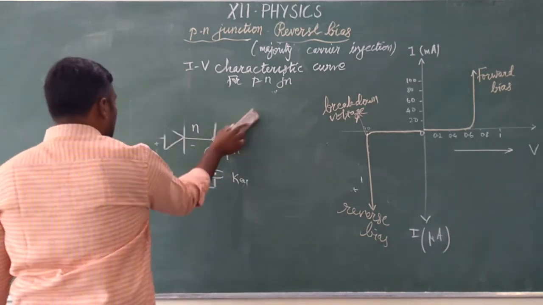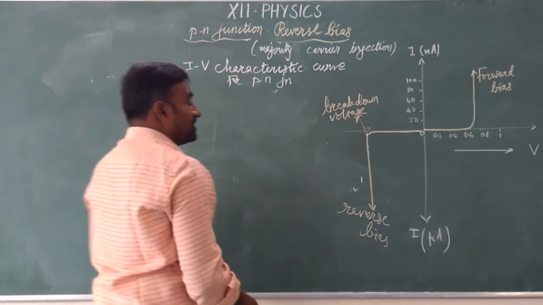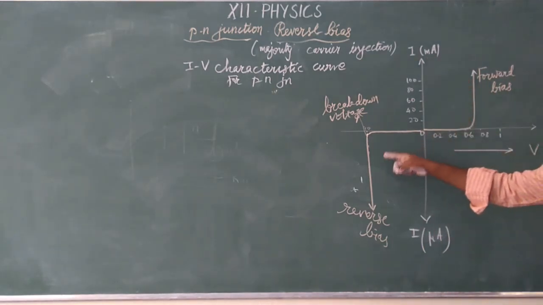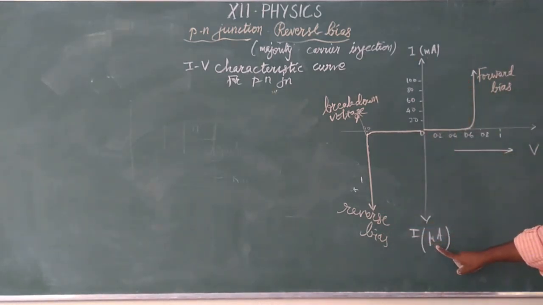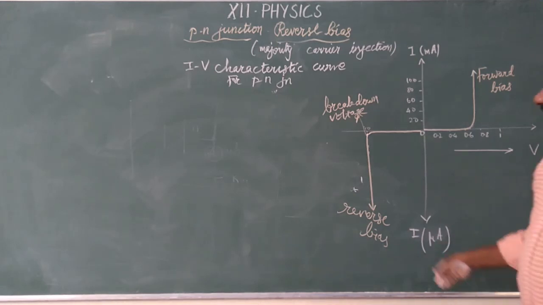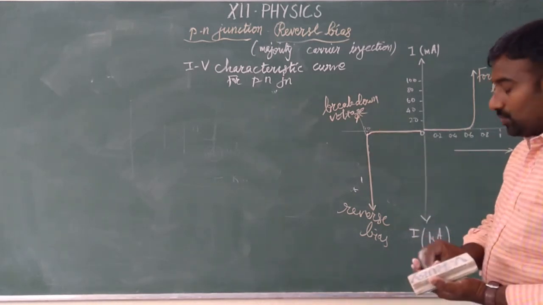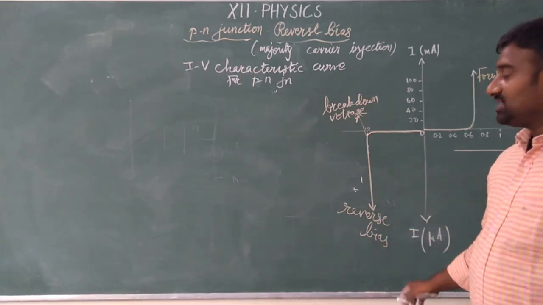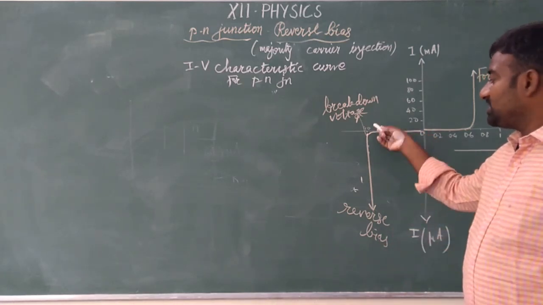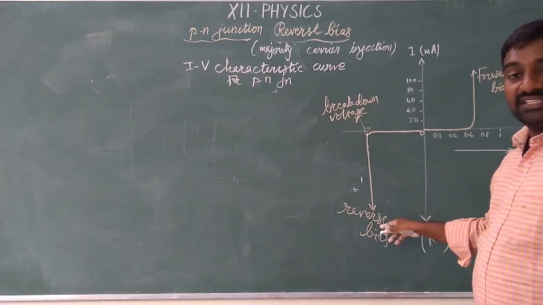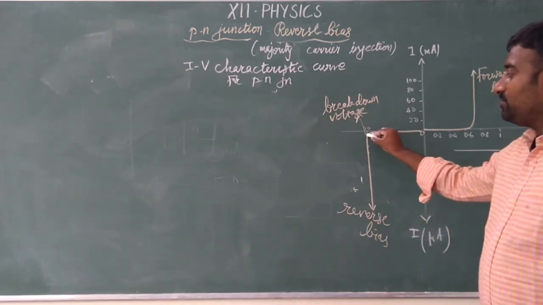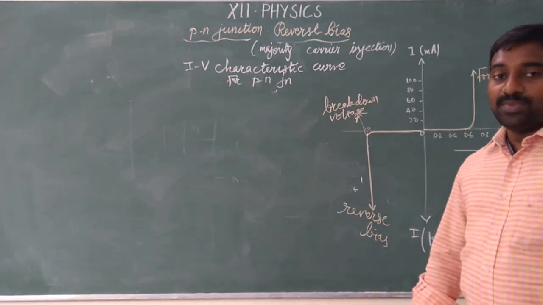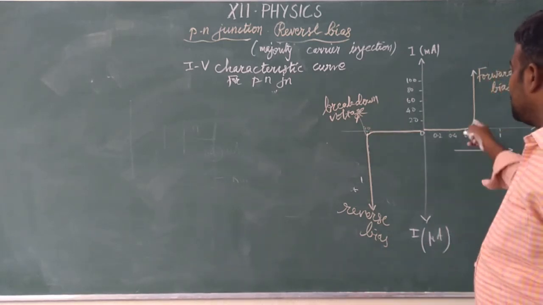Two things we should notice. One is that in forward bias the current value is in milliampere, whereas in the reverse bias the current value is in microampere. And one more thing is the breakdown voltage. What is the breakdown voltage? Under the reverse bias of the PN junction, for a particular applied voltage, the current value suddenly increases. The point from which the current value increases is called the breakdown voltage.